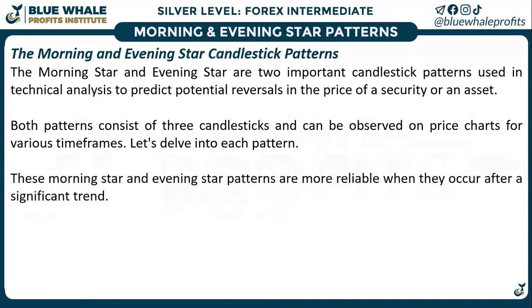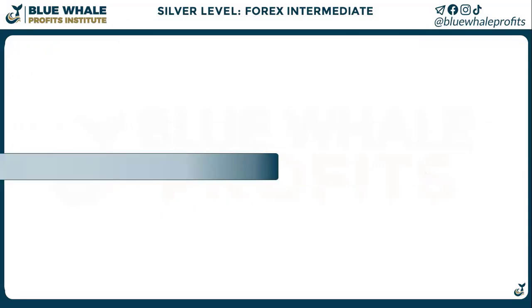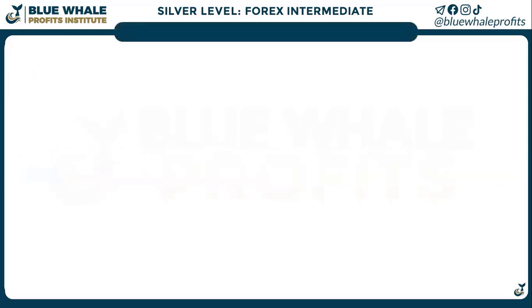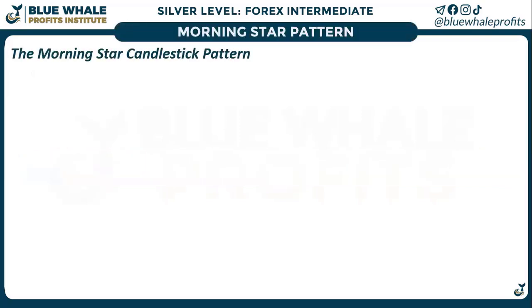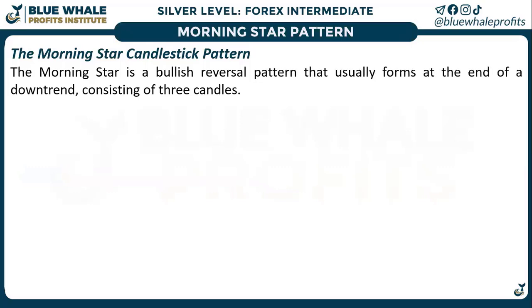Diving into it, we can see that morning star and evening star patterns are more reliable when they occur after a significant trend movement. So the morning star, you see that these are three candlestick patterns, okay? It's a bullish reversal pattern, usually formed at the end of a downtrend, consisting of three candlesticks, just as I said.